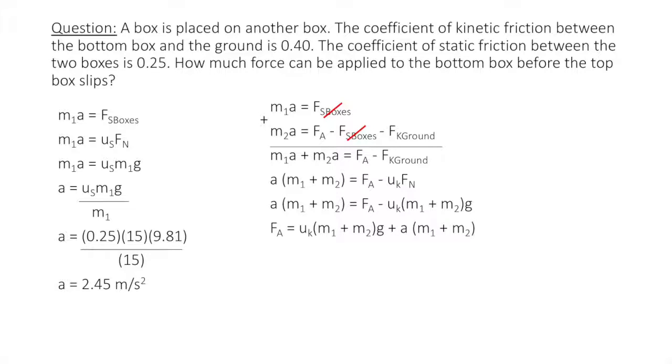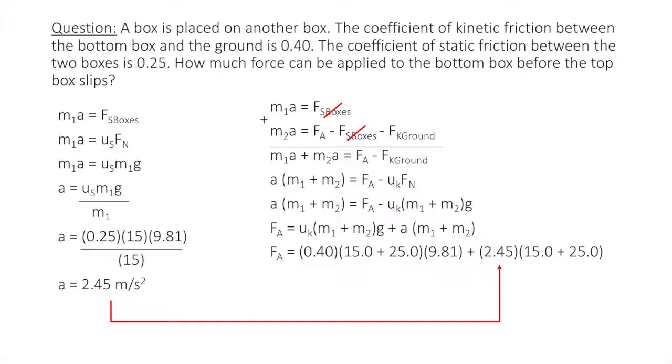For acceleration, you want to plug in 2.45 meters per second squared because like I said earlier, the system can't accelerate more than that or the box will fall. At the end, your final answer should be 255 newtons, which gets rounded to 260 newtons.